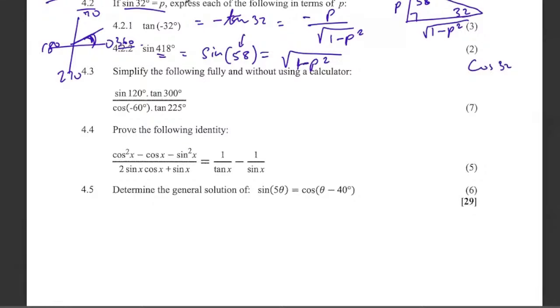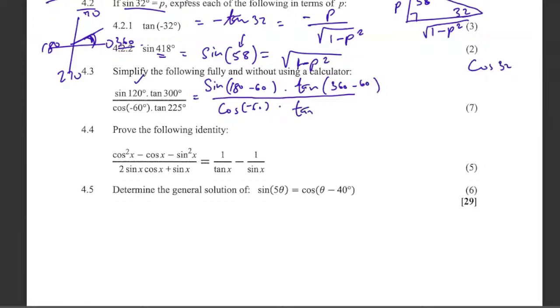All right, then for 7 marks, they want us to simplify this without a calculator still. So let's break this down and see. Sine of 120 is the same as, which quadrant is that? That's the second quadrant, so it's 180 minus 60. The tan of 300 is going to be like the tan of 360 minus 60. Then over cos of negative, which doesn't have a big effect, so I'll just leave it for now.